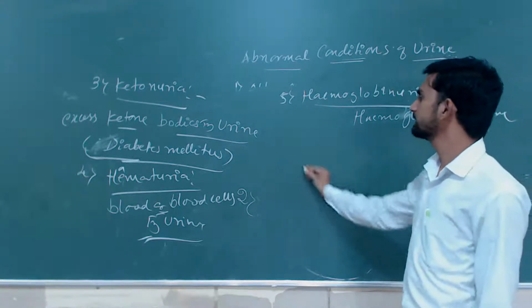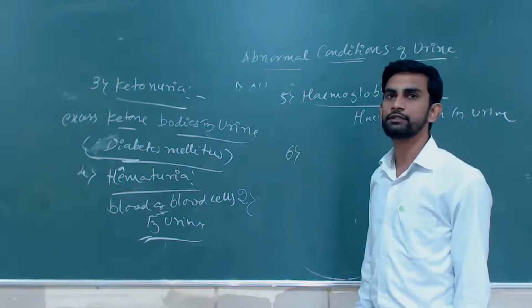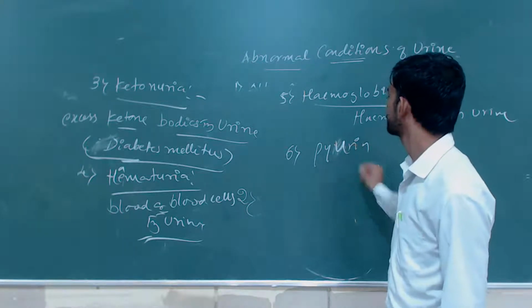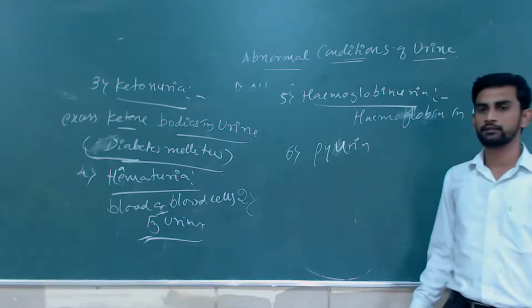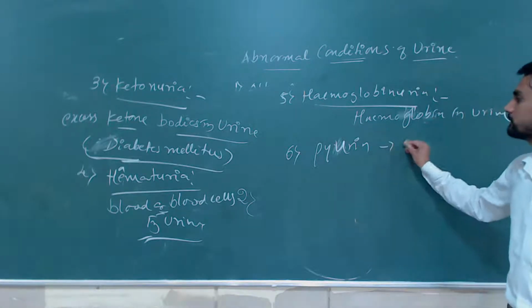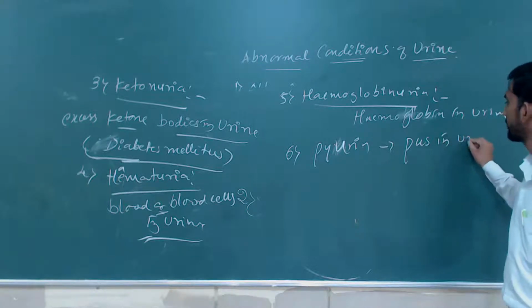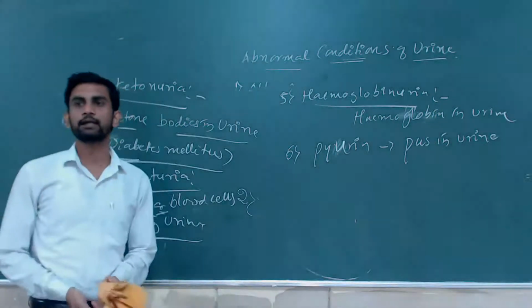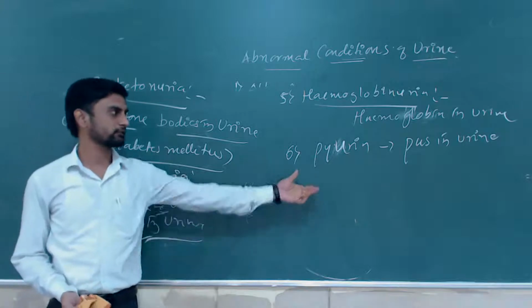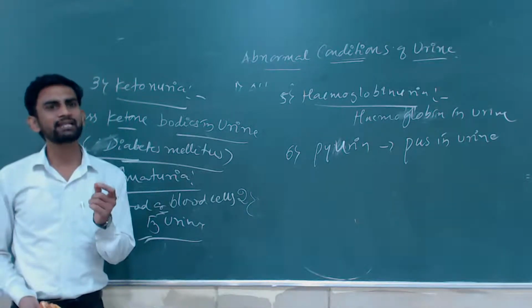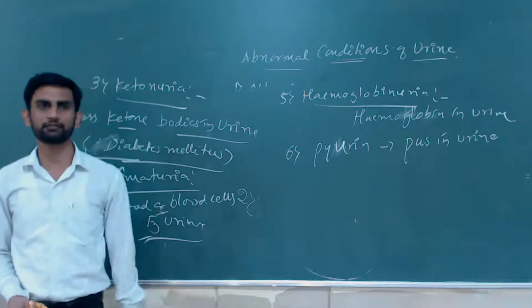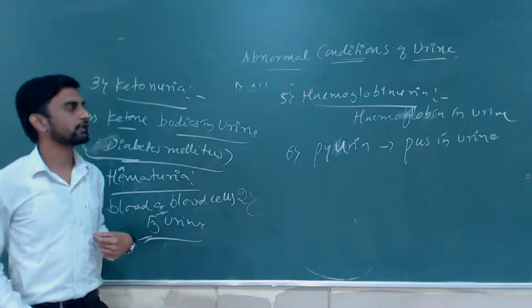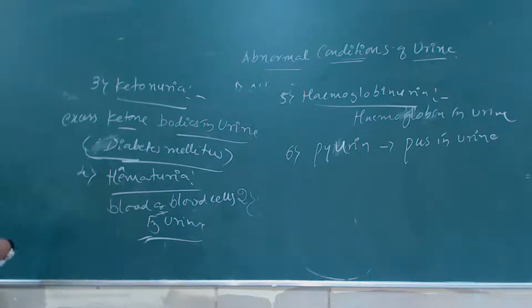And another disease condition related to the kidney shows as pyuria. Pyuria means pus in urine. Do you know pus? Pus, whitish colored dead WBC cells, will be found in that pus. So sometimes pus may also come. That's why the urine color changes to whitish, milky whitish. Why? Because in that condition pus is coming out along with the urine. All these are the abnormal conditions of urine.